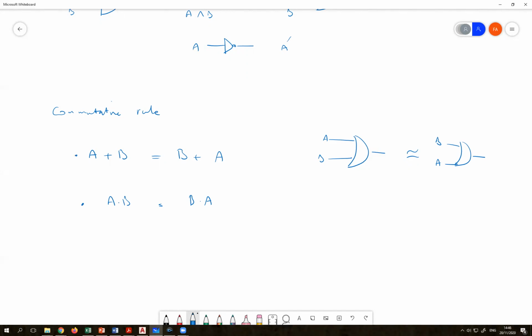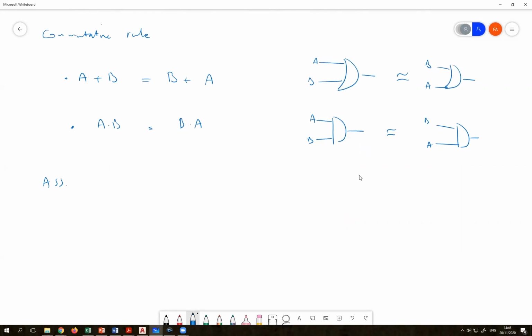Sometimes to actually use this rule, it's better to change the position of these inputs. So just draw it very quickly. A and B is exactly the same as B and A. They are the same. Next rule is the associative rule.